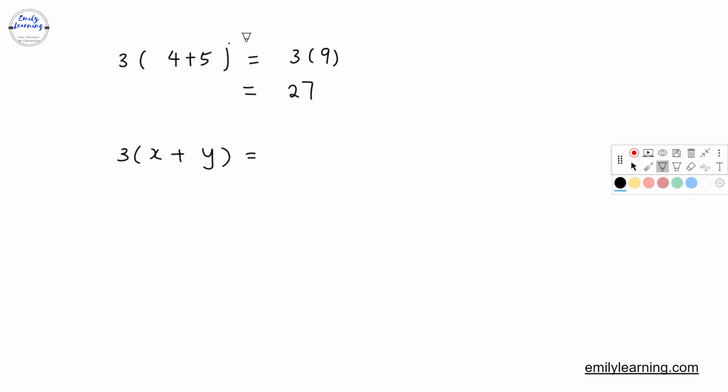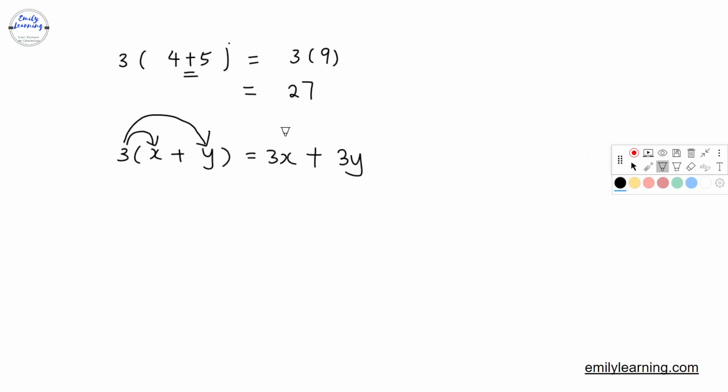So there is a way to do this, which is what we call expansion. If there is a plus or minus inside the bracket and you have a number outside, we can expand. We take 3 times x, which gives us 3x. Then follow the sign here. Next we go on to 3 times y, which gives us 3y. So this will give us 3x plus 3y.